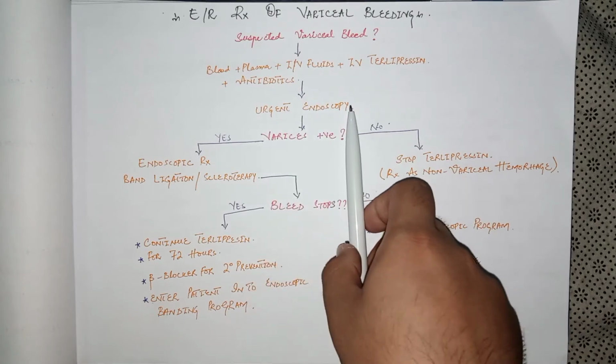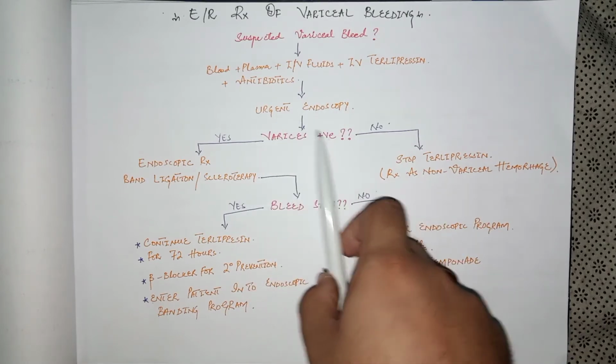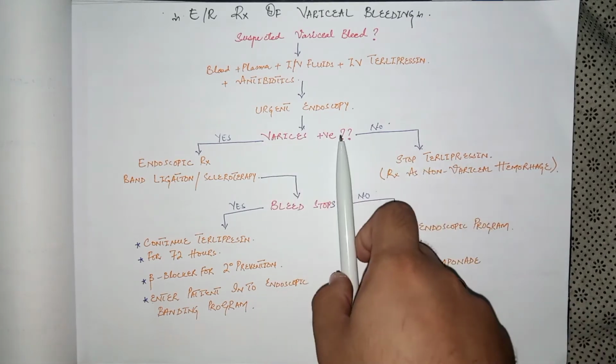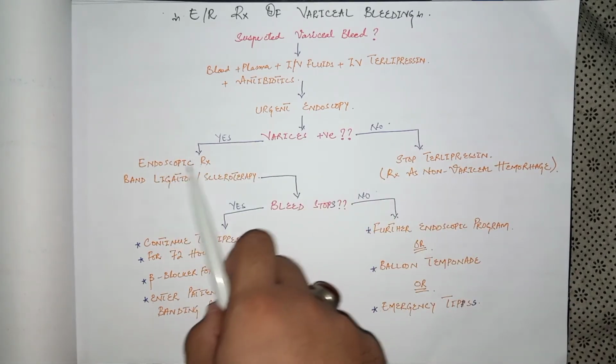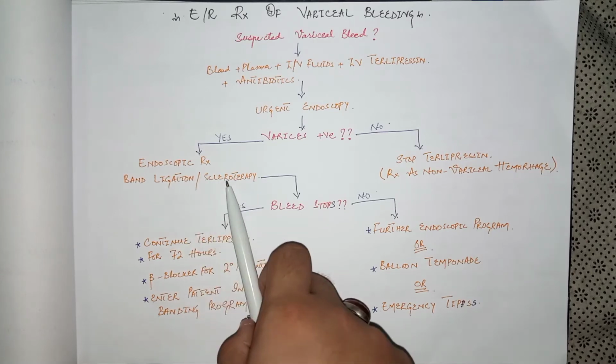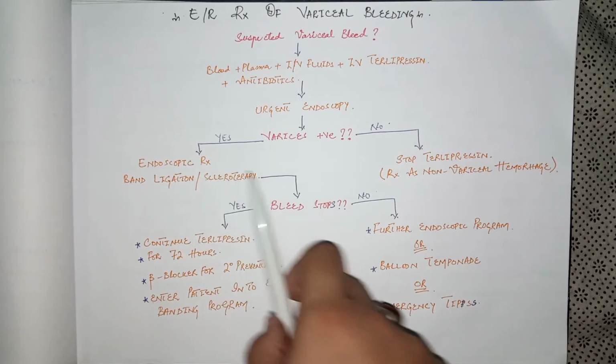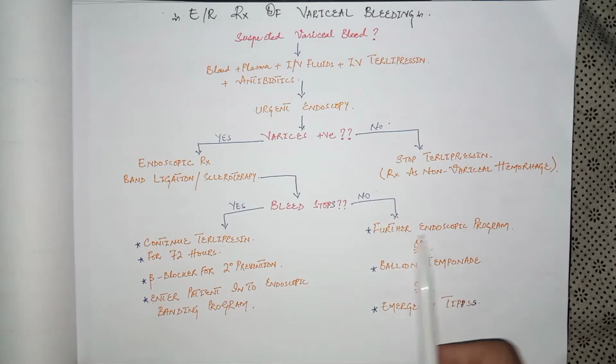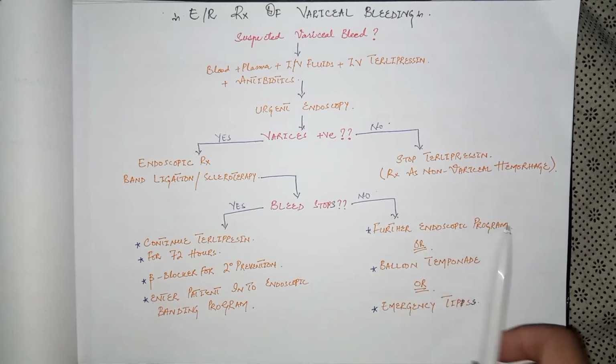Perform the urgent endoscopy. Then check if the varices are present or not. If no varices, then stop terlipressin. If varices are present, then endoscopic management, band ligation or sclerotherapy should be performed. Then check if the bleeding has stopped or not. If the bleeding has not stopped, then further endoscopic management should be continued, or balloon tamponade or emergency TIPS. We will discuss all these steps one by one.